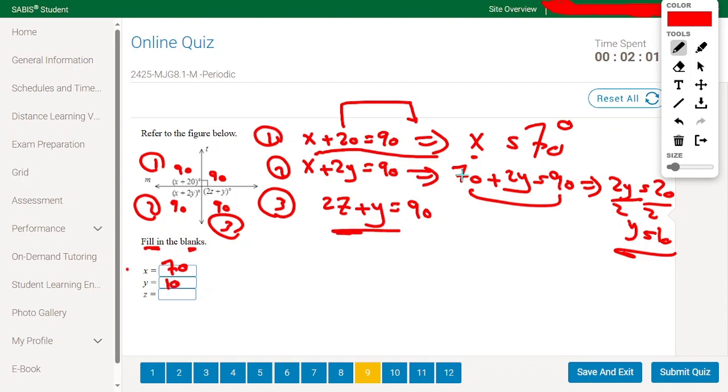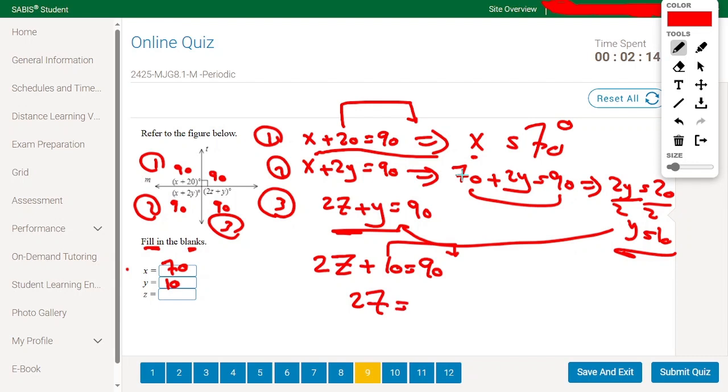Now for the other one, I will substitute y equal to 10. So I have 2z plus 10 equal to 90. 10 will go to the other side. So 2z equal to 80, divide by 2, divide by 2. So z will be equal to 40. So the answer here is 40.